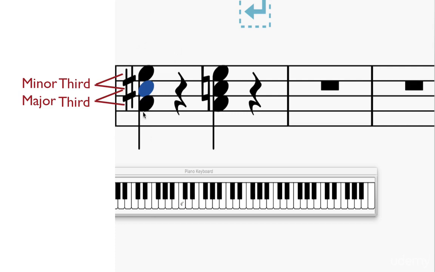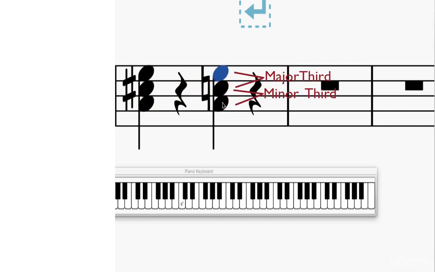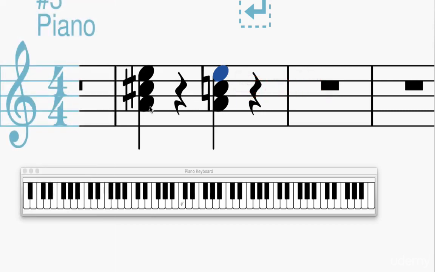In a major triad, the major third is at the bottom and the minor third is at the top. In a minor triad, the minor third is at the bottom and a major third is at the top. Now, why does it work that way? It's actually fairly logical if you kind of see it on a line. Think of it like this.